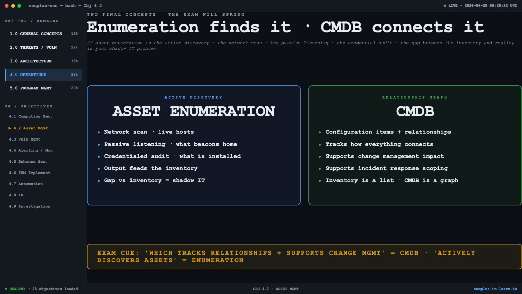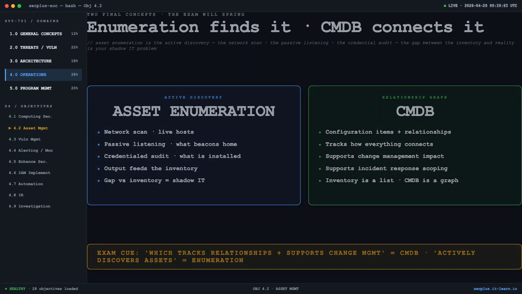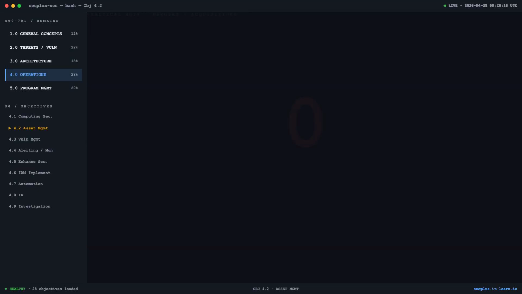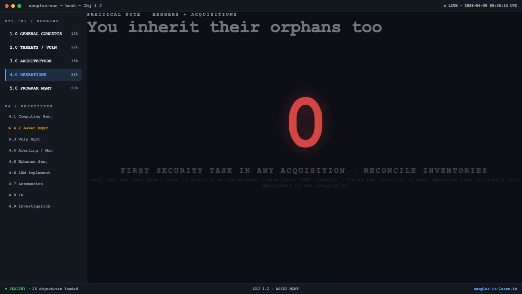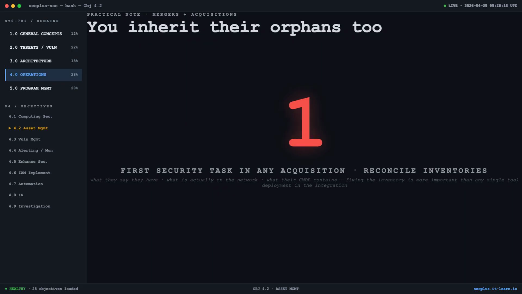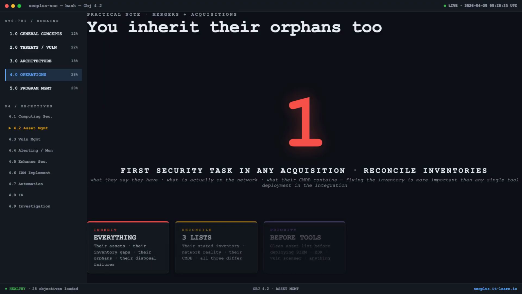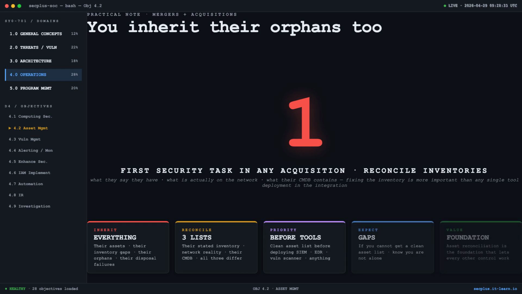One more practical note that the exam will not ask, but your job will. Asset management is also where mergers and acquisitions go wrong. When your company buys another company, you inherit their assets, their inventory gaps, their orphans, and their disposal failures. The first thing the security team does in any acquisition is reconcile inventories: what they say they have, what is actually on the network, what the CMDB contains. If you ever find yourself in an integration project and you cannot get a clean asset list, know that you are not alone and that fixing the inventory is more important than any single tool deployment.